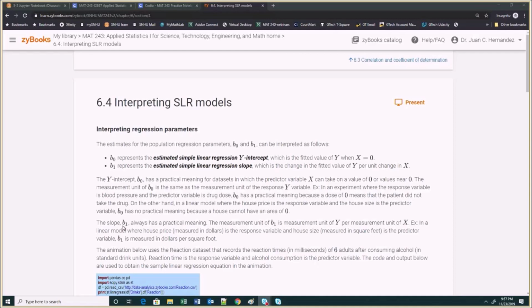Now beta 1 on the other hand is the slope. That is the coefficient that goes next to the independent variable. So what does that represent?